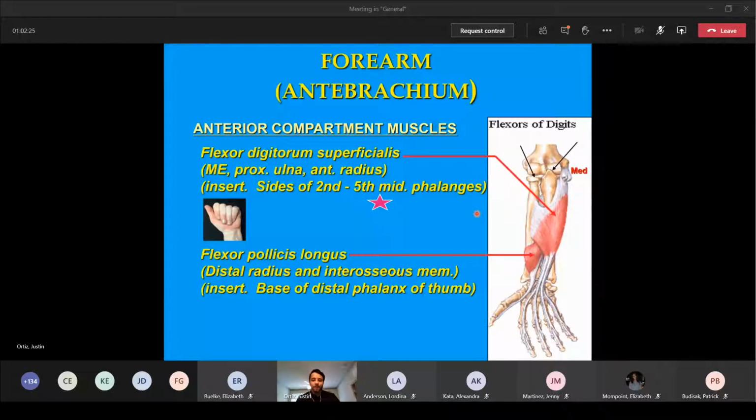And remember, I put a star here, middle phalanges. Remember, middle phalanges of 2nd through 5, so it allows you to do this, right? So it allows you to do this, not this, right?